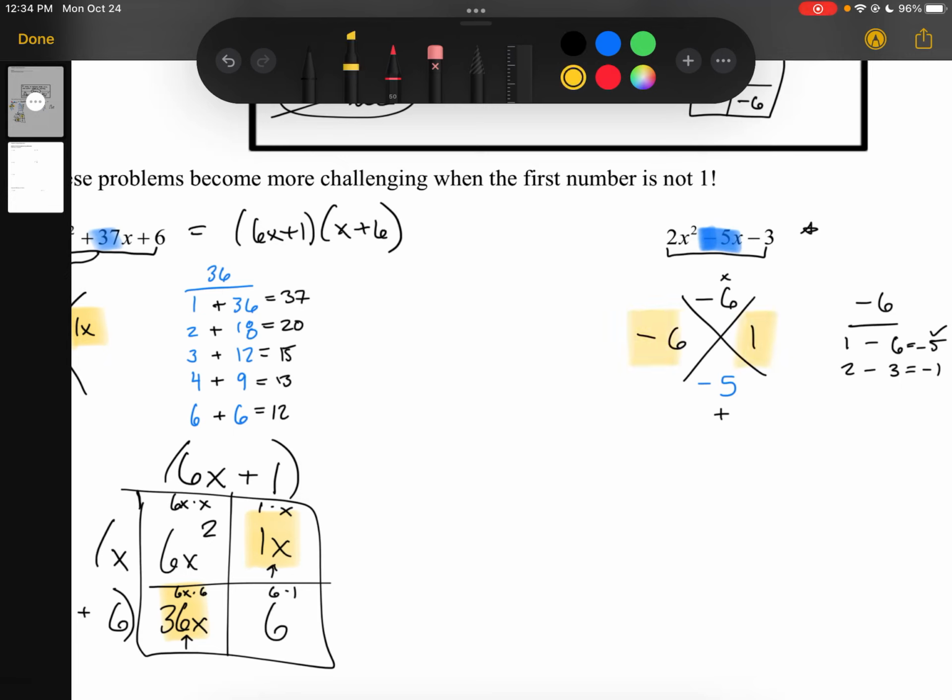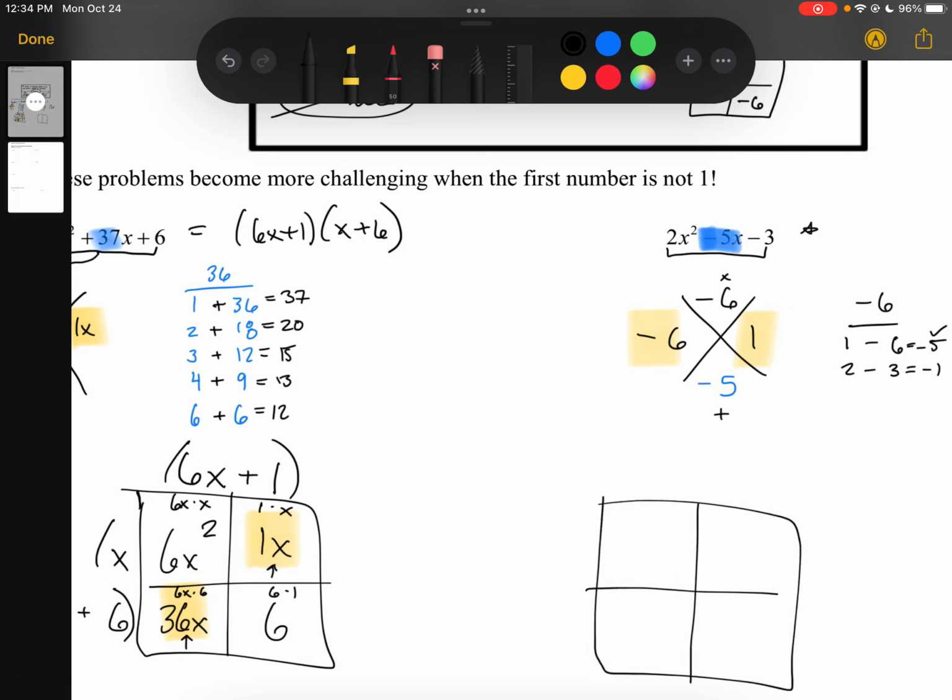So what that allows us to do, just like before, is that -6 and that +1 fill in the sides of our box. So we know that we'll have 1x here and -6x here. And our first and our last are the same as always, so 2x squared and -3. So that'll always be given. We don't even have to think about that. We can always fill in that top left and that bottom right.